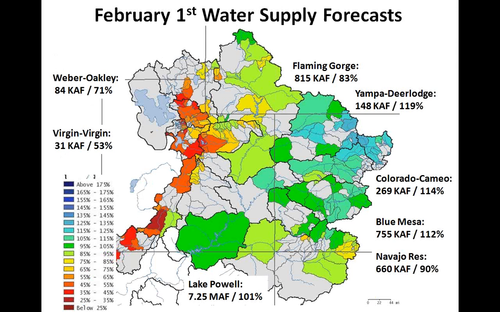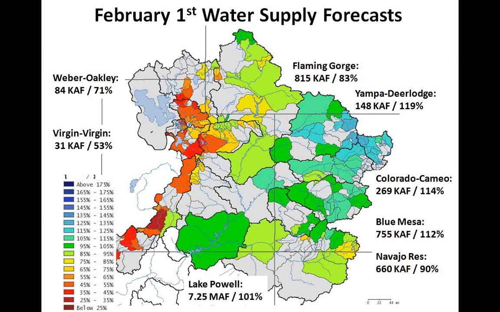So that's kind of where we are as far as entering into developing our water supply forecasts. We've got the soil moisture situation, we've got the precipitation situation, and then we've got the current snow. We'll get into the future weather in a minute, but that's where we are when we're making our forecasts for February 1st.